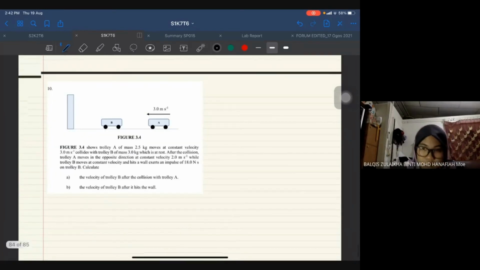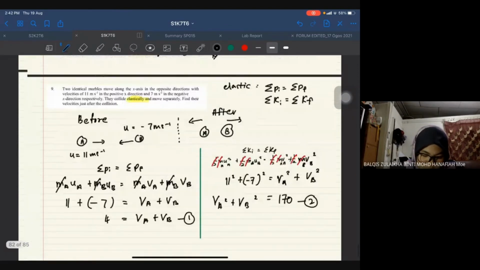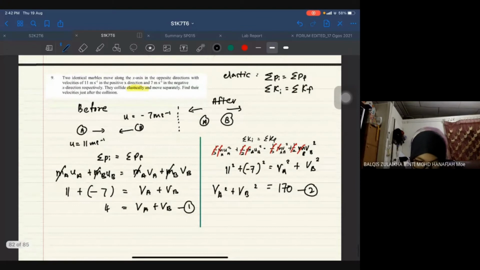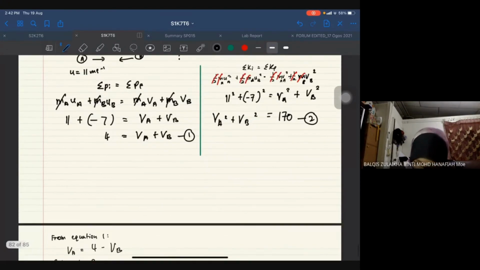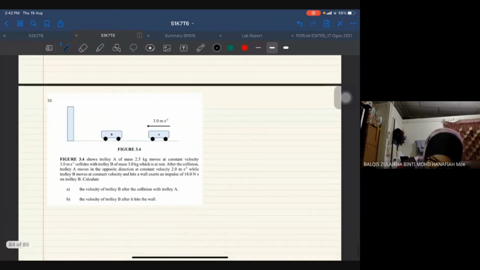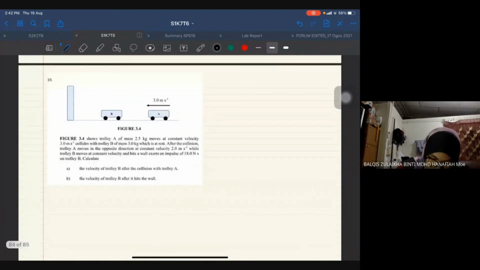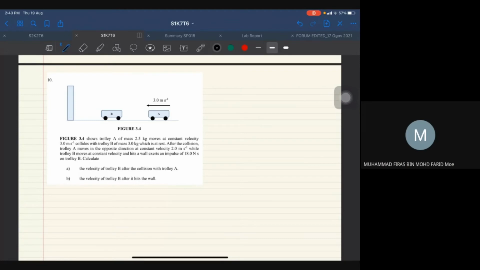Okay. Any question for this one? Question number 9. Okay, tak ada. I assume tak ada. Okay, question number 10. Dapat ke tidak? Dapat. So I think I'm gonna skip. Saya dapat A je. B tak dapat.